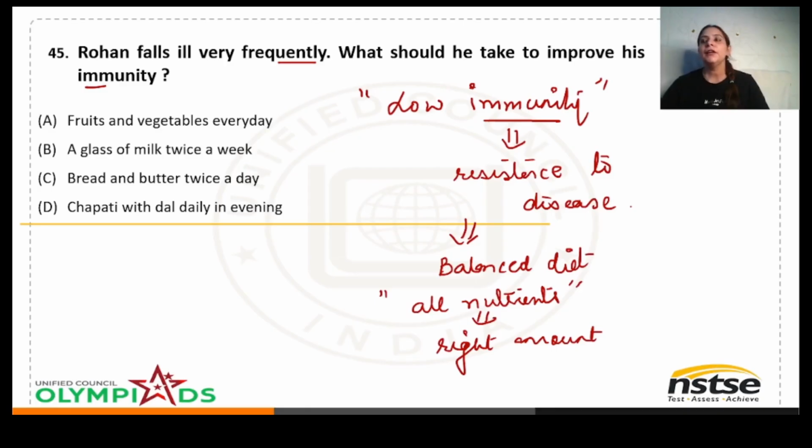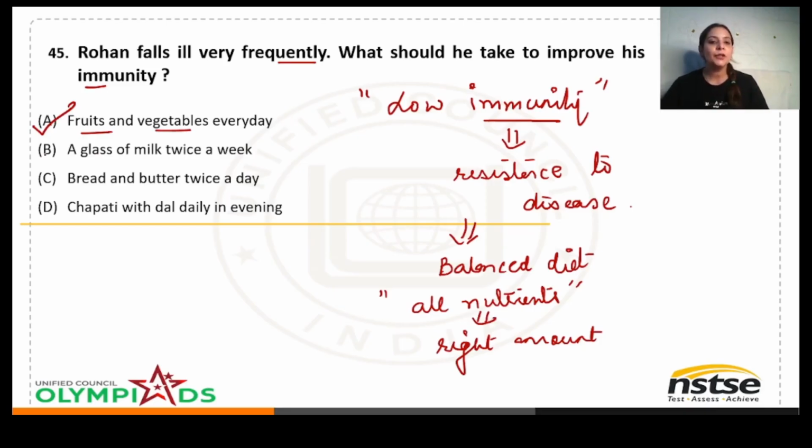So it's not like if carbs are more important for somebody, the same amount of carbs is required by every person. No, it varies from person to person. For example, if the child is in growing stage, he or she requires more proteins than us. Understood? So balanced diet is a diet which contains all the nutrients in right amount. So Rohan falls ill very frequently. What should he take? Now let's look. Fruits and vegetables every day. Yes, true, because fruits and vegetables contain lot of minerals and vitamins which are required for a body, so that he can have good immunity, good resistance to disease.